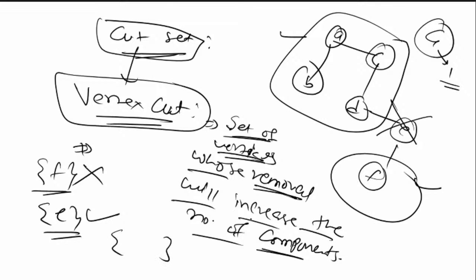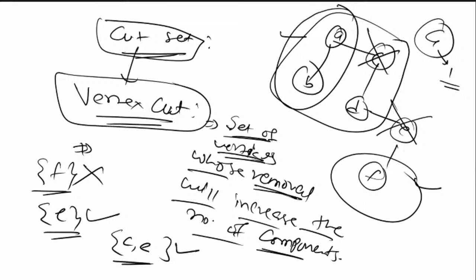For example, in this original graph G, this C comma E is also a cut set. If you remove C, you remove E, then what will happen? This will be one component, this will be another component, this will be another. Total 3 components will be there. Right now you have one component, but after removal of these 2 vertices, you will have 3 components. So again there is an increment in the number of components. So you can say this is also a vertex cut.